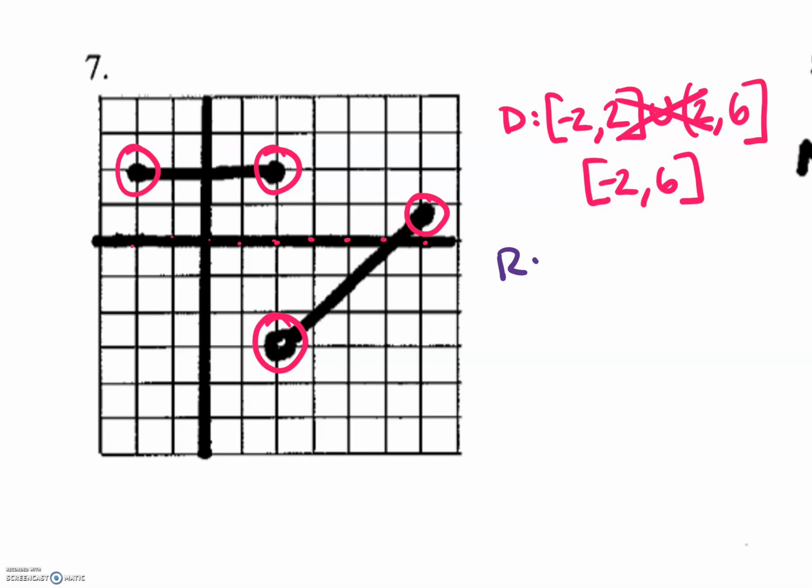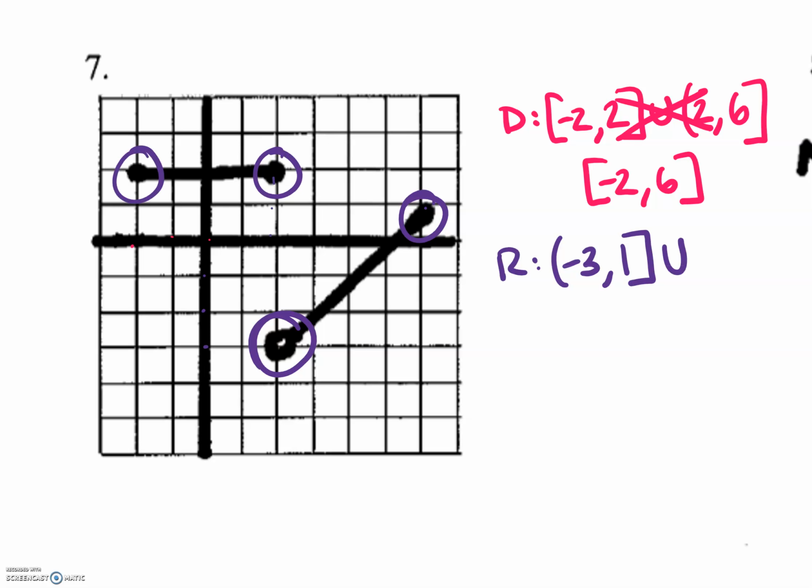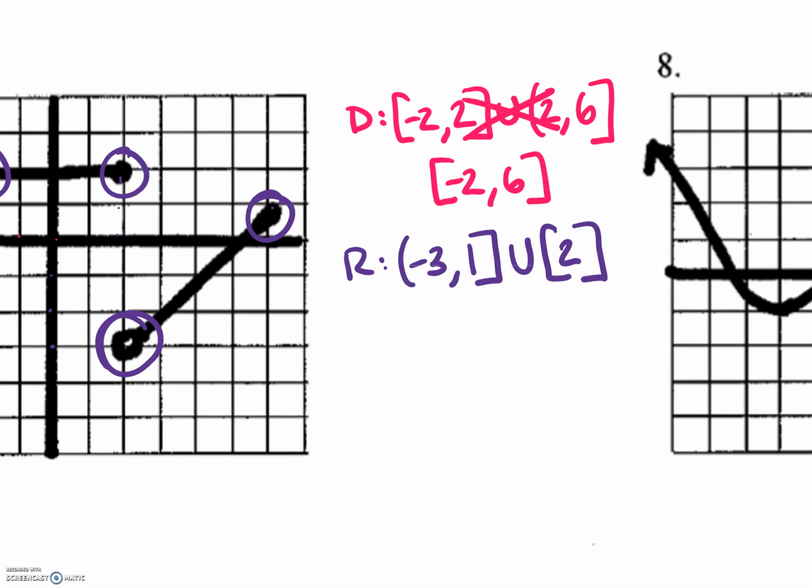Now let's take a look at my range. How low does this graph go? Well, this is the lowest point right there. If I count down from the origin, that would be 1, 2, 3. I'm counting down, so it's going to be -3. How high does that piece go? It stops right there, which if I count from the origin, that's going to be a +1. Union, the second piece starts at +2, and notice how it stays at +2. So you can just simply put bracket 2. So your range would be -3 to 1, union 2.